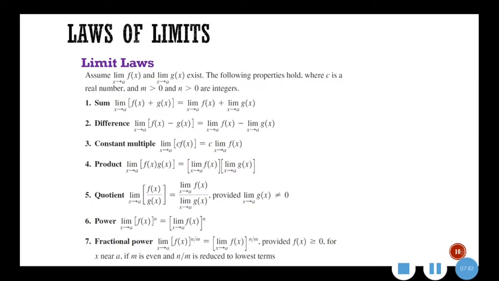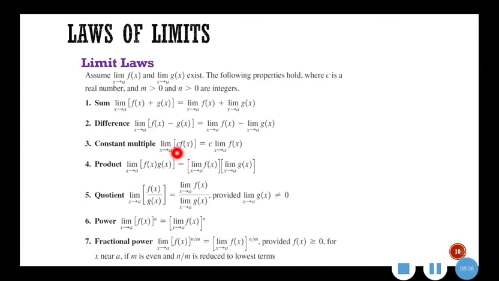Okay, so if it is a sum, meaning that you want to find the limit of the sum of two functions, then you may separate them. The limit as x approaching a of f(x) plus g(x), then you may find the limit of f(x) as x approaching a, plus the limit of g(x) as x approaching a. Same also for the difference.